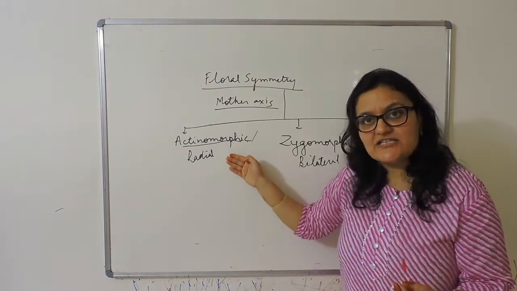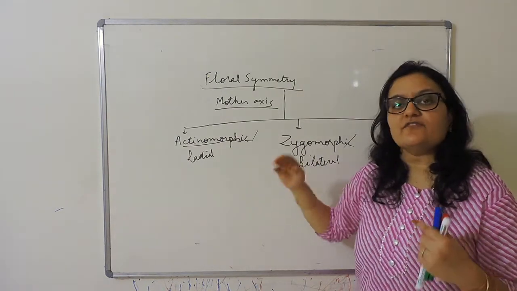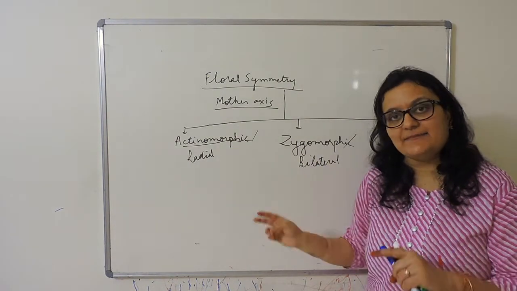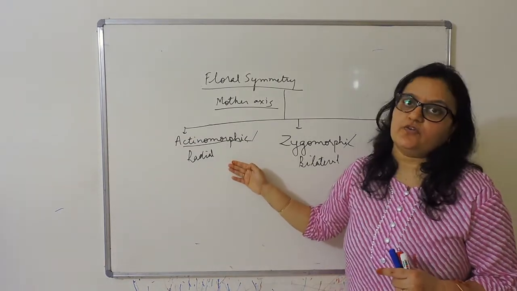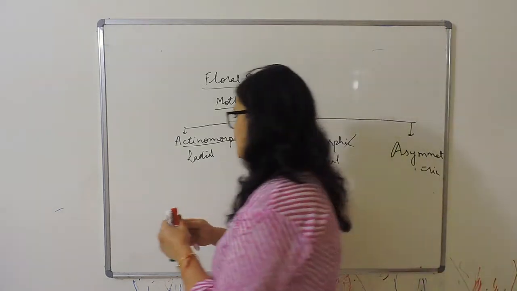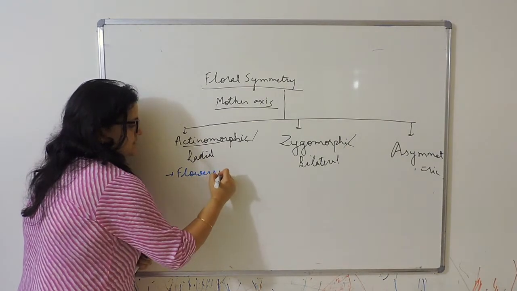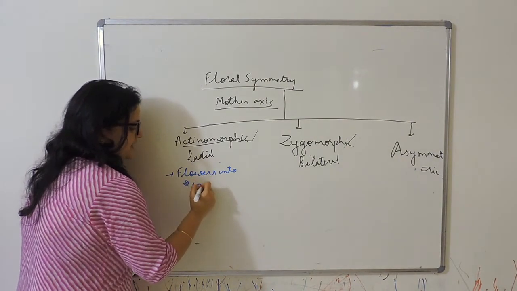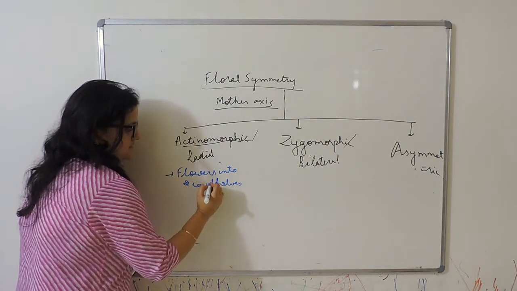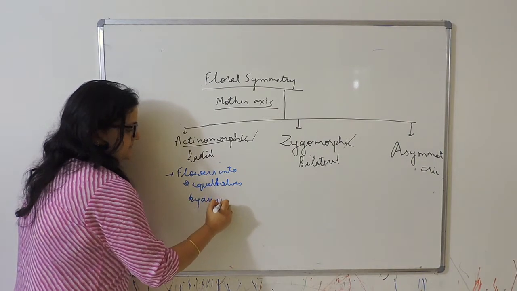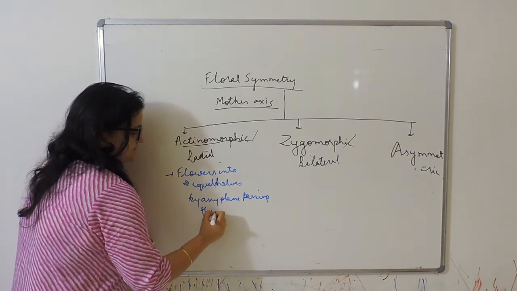So in the case of flowers, the term is different: actinomorphic. Okay, when a flower can be divided into two equal halves by any plane which is passing through the center, that is known as the actinomorphic. Divided into two equal halves by any plane passing through the center.